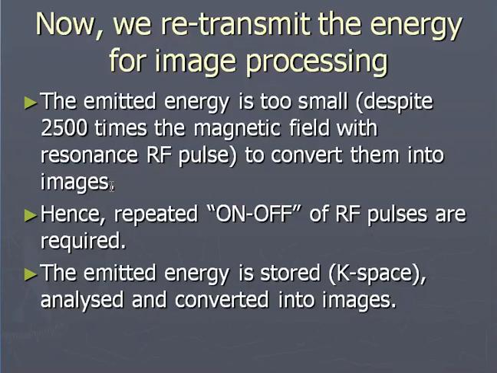Now we retransmit the energy for imaging processing. The emitted energy is too small despite 2500 times the magnetic field with the resonance radio frequency pulse to convert them into images. Hence, repeated on-off of the radio frequency pulses are required. The emitted energy is stored in K-space, analyzed and converted into images. This physics seems to be quite hard to understand, but still very interesting phenomena.